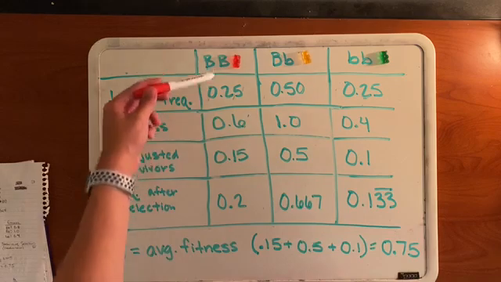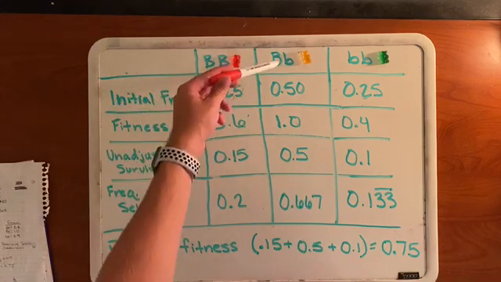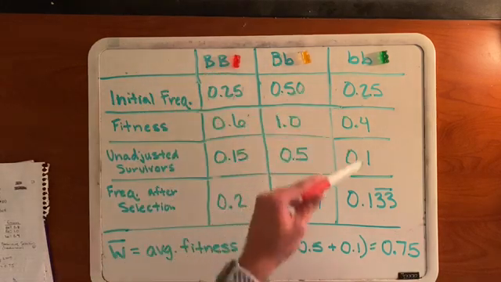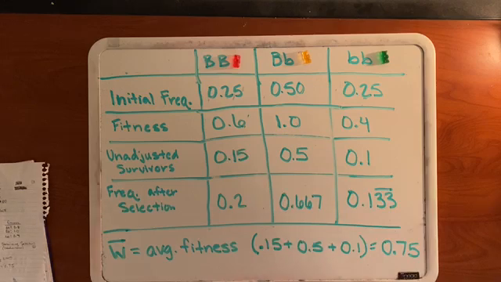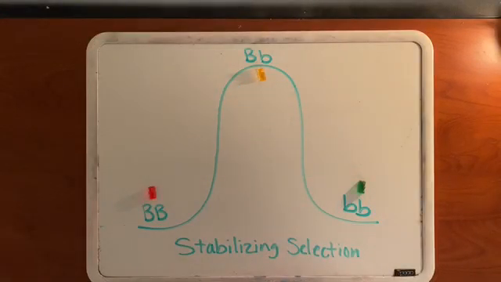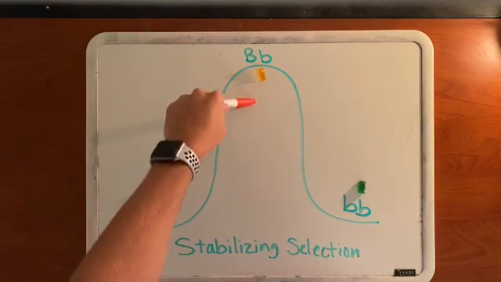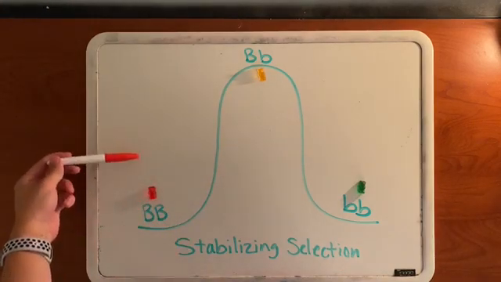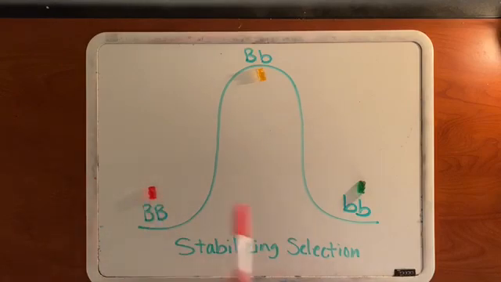And as you can see, BB decreased, Bb increased, and bb decreased, leading to stabilizing selection, which favors the heterozygous genotype. If we were to see this selection continue, we would see an increase in the heterozygote gold bears and a decrease in the homozygotes, which would be the red and the green bears, leading to stabilizing selection.